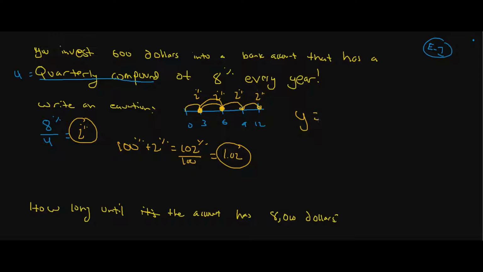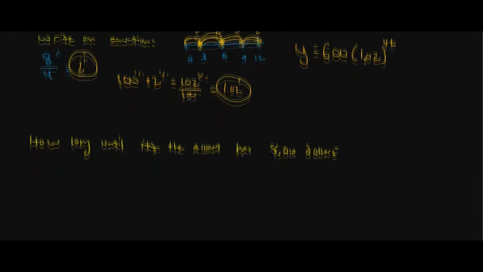Now let's start. y is equal to 600, and we've got 1.02 as my new constant multiplier. Usually we have the t on the exponent, but we have to be careful because t represents time, in this case years. How many times are you compounding every year? Well, 4, so you have to put 4t. And that's my equation. Now we ask ourselves, how long until the account has $8,000?